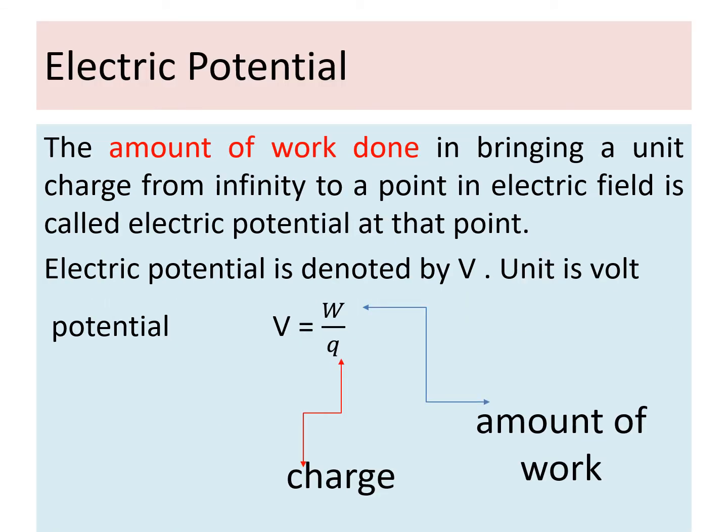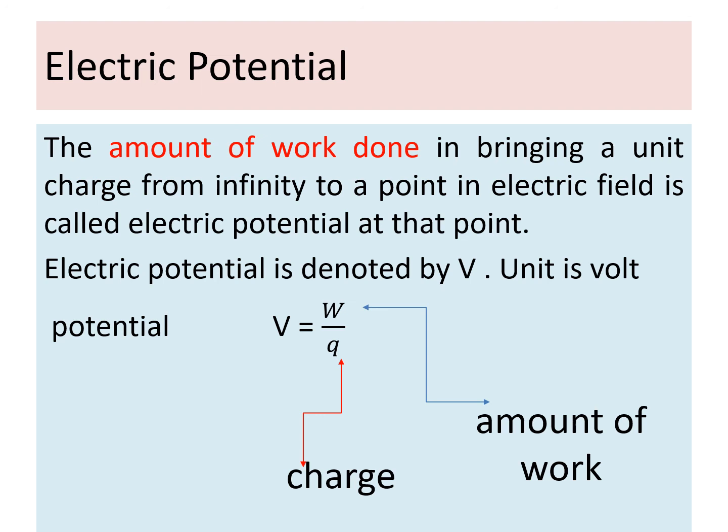Now, electric potential. The amount of work done in bringing a unit charge from infinity to a point in an electric field is called the electric potential at that point. Electric potential is denoted by V, in volts. Potential V equals W divided by Q. Here W is the amount of work and Q is the charge. You have to remember this formula, then you can find out voltage or potential if you know the work done and the charge.